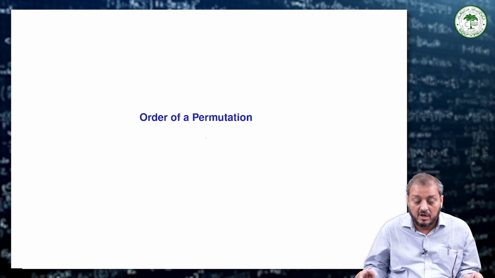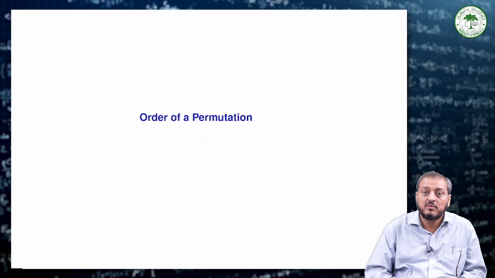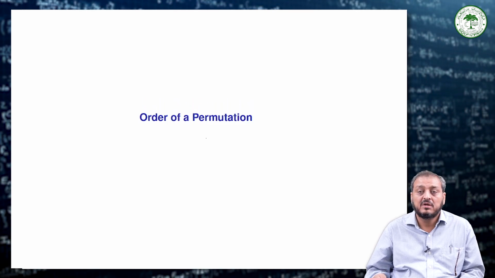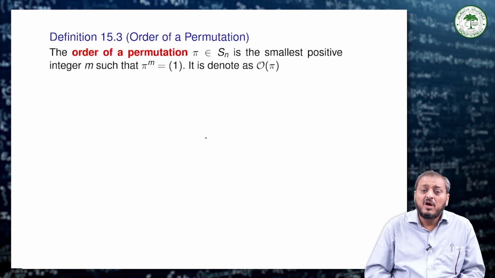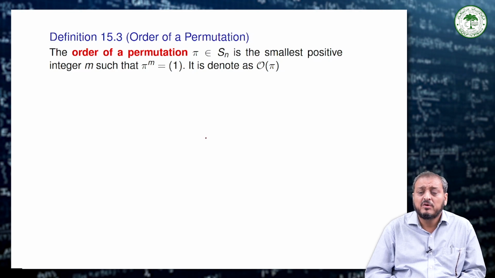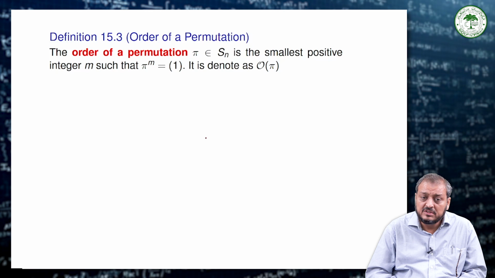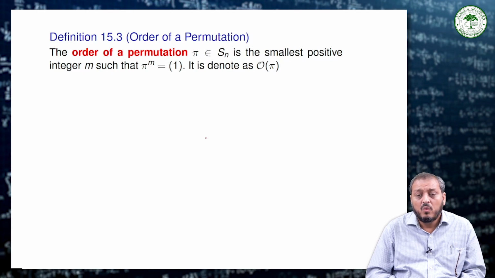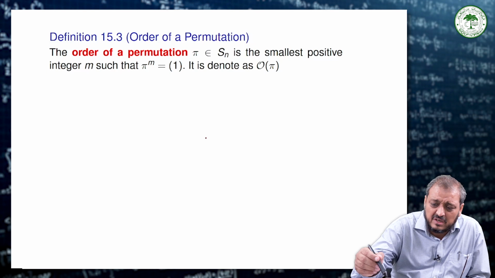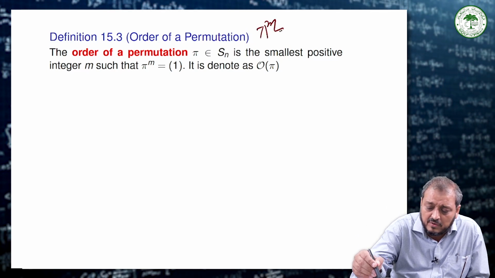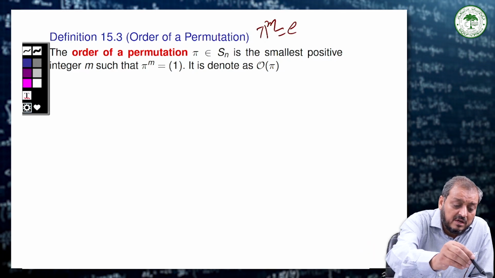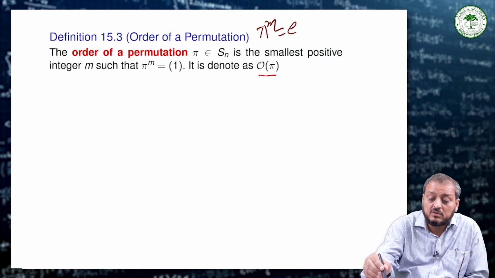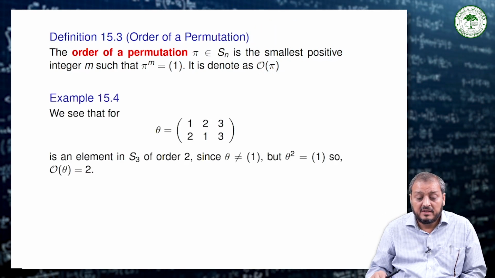So now we continue today's class. Today we will discuss the order of a permutation, and if time permits, some other properties of a symmetric group. The order of a permutation pi belonging to Sn is the smallest positive integer m such that pi to the power m is equal to the identity permutation. We denote this as O of pi.